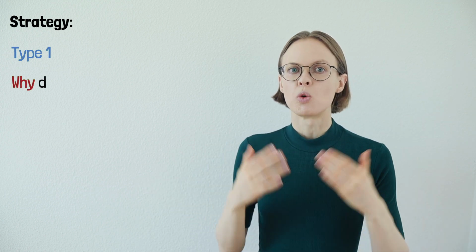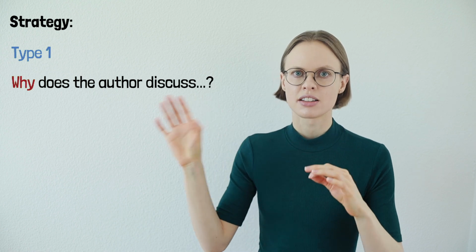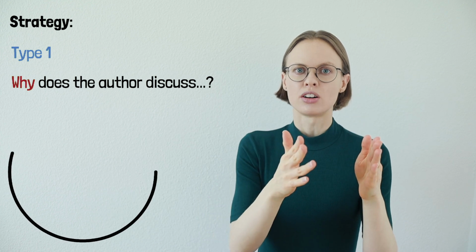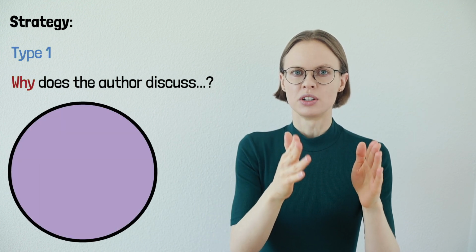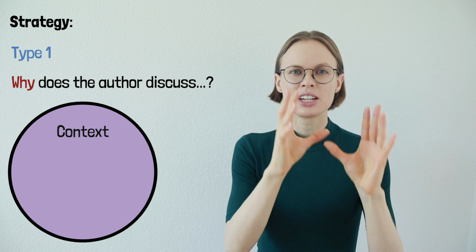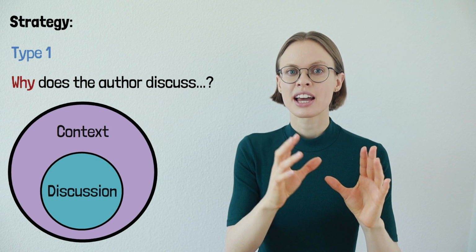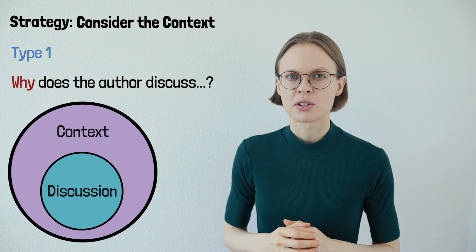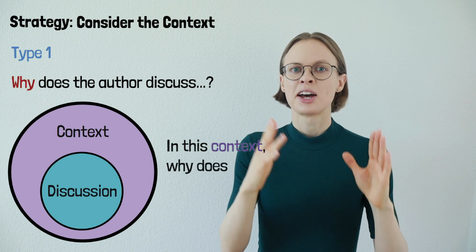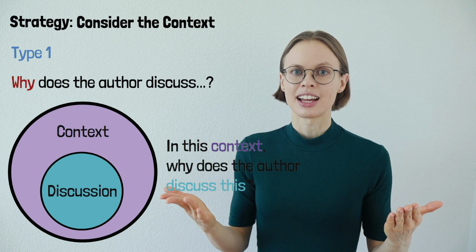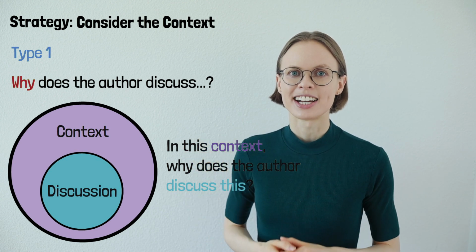Let's start with the first type. Imagine that you get this question. Why does the author discuss something? What you have to do is you go to the relevant part of the passage and you read it more closely. Have a look at this part of the passage where the author discusses something, and also have a look at the context and ask yourself, in this context, why does the author discuss this? This will help you figure out the correct answer.